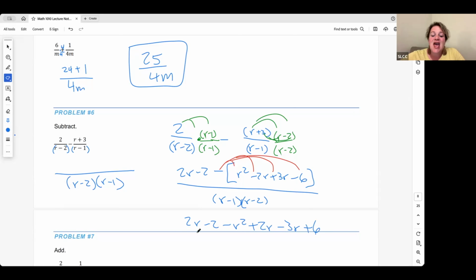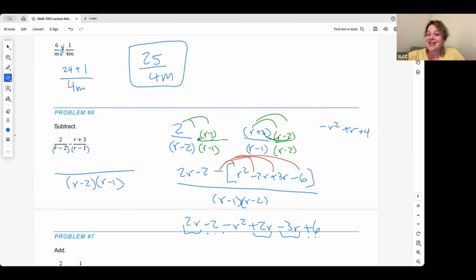And we combine the like terms. So I start with a negative r squared. There's nothing to combine, so that stays. And then the r terms will be 2r plus 2r minus 3r. So 2 plus 2 is 4, minus 3 is 1, so plus r. And then I combine the constant terms, so minus 2 and 6. So 6 minus 2 is 4, so plus 4.